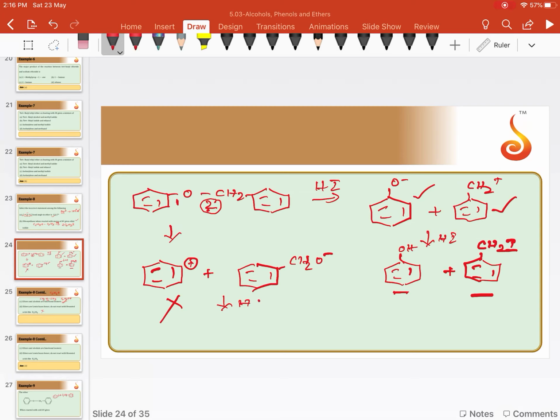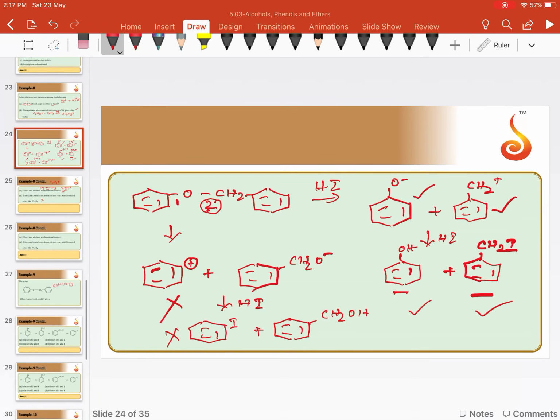If this is treated with HI, what should I get? Phenyl iodide and benzyl alcohol. But this phenyl carbocation is not stable, so we will not get these products, we will get the other products. So what are the products obtained? Phenol and benzyl iodide. Now let us look at the options given.